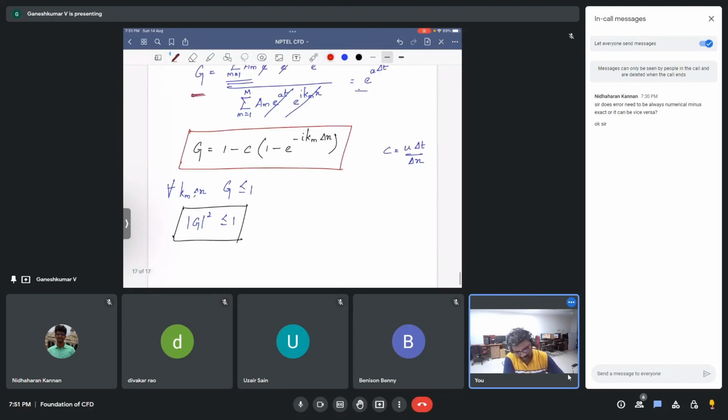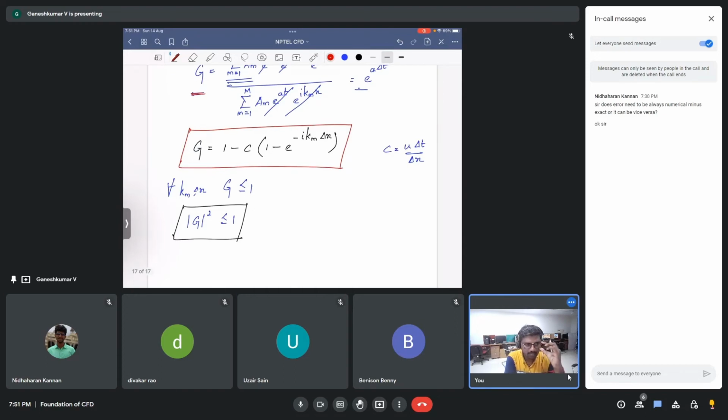Is that clear till now? Sir, the last two points you have written, for k_m and Δx, g less than or equal to 1, and the next step also. Can you explain those two lines once again, sir? So right. Thank you.